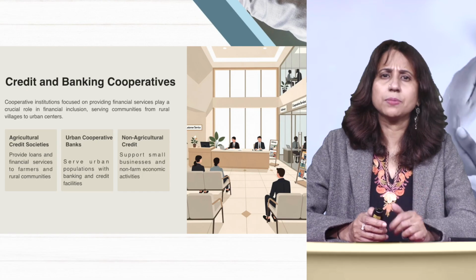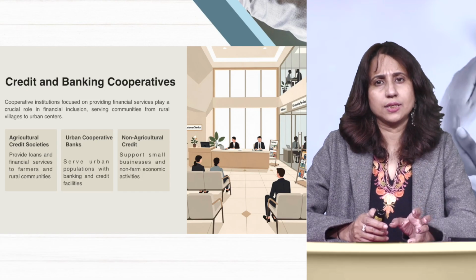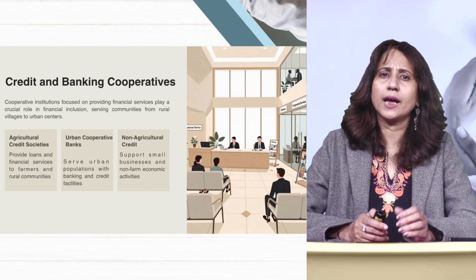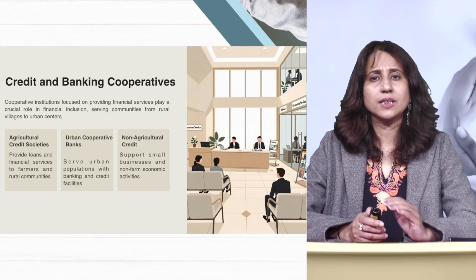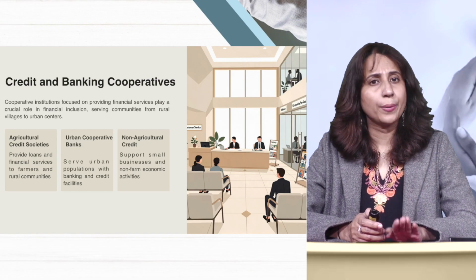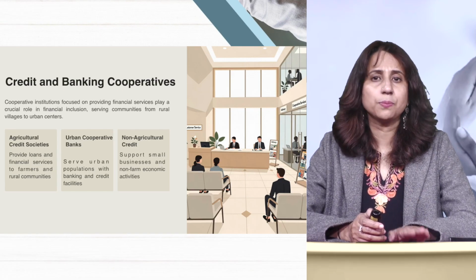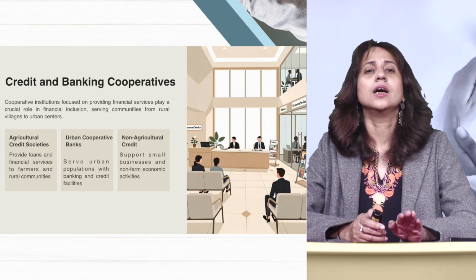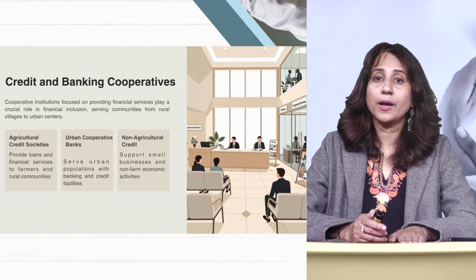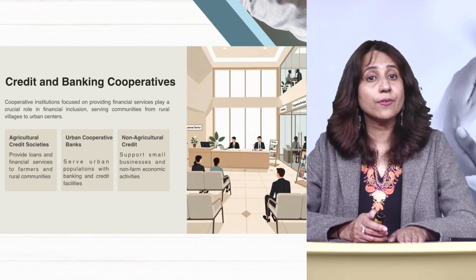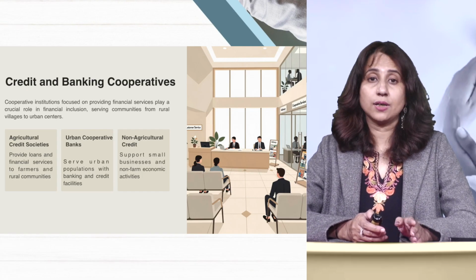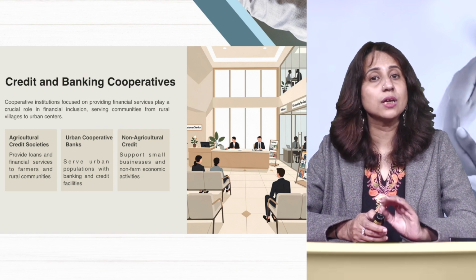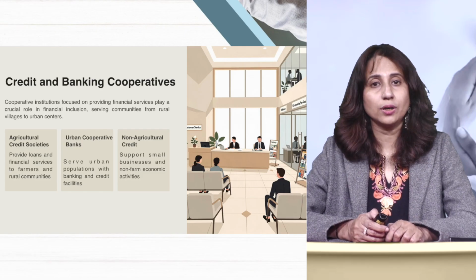So this structure enables small village societies to access larger capital pools and professional management at higher tiers while maintaining the grassroots presence. Capital comes from member shares, member deposits, government share capital contribution, and borrowings from higher-tier cooperative banks. And the Reserve Bank of India provides refinance support through NABARD, that is National Bank for Agriculture and Rural Development, which acts as the apex refinancing institution for rural credit.